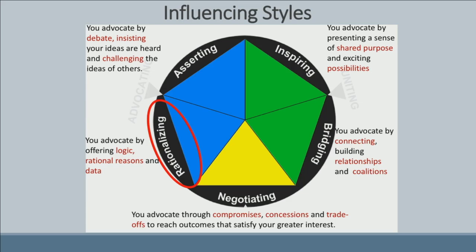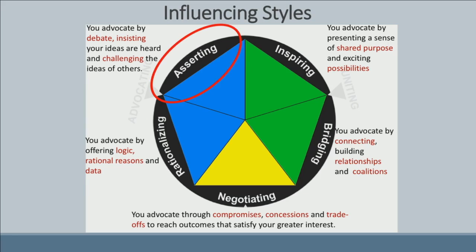And so I advocate by offering my logic, by rational reasons, showing you the data. You do the math. If you understand, you will clearly come to the right conclusion. That's a rationalizing style. Data dependent. And that's one way that I can try and influence your decision or your behavior, your choice.